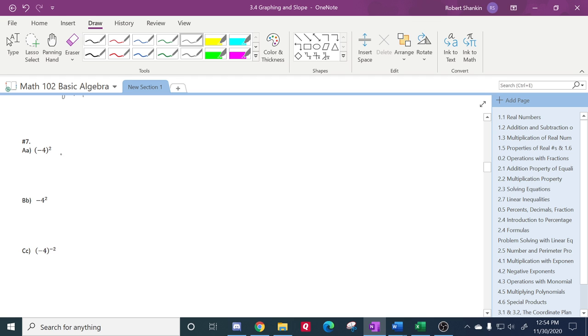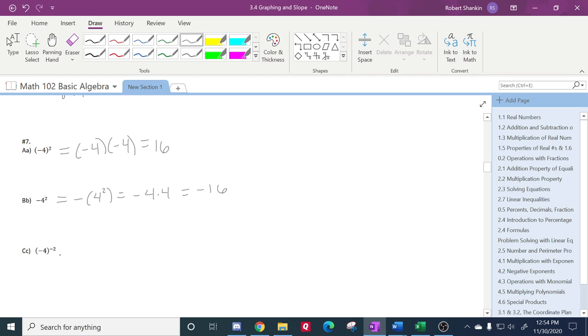All right, the first one. You have 2 negatives making a positive. The second one, the negative only applies to the nearest thing. This is the same as this. So one answer is positive, the other is negative.